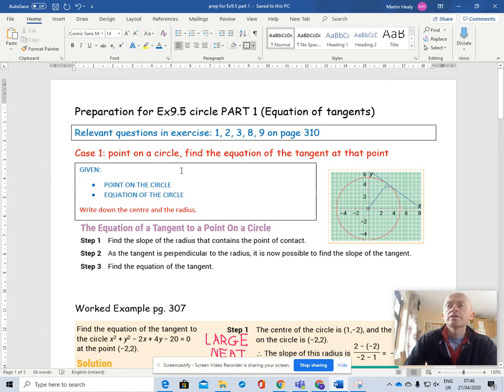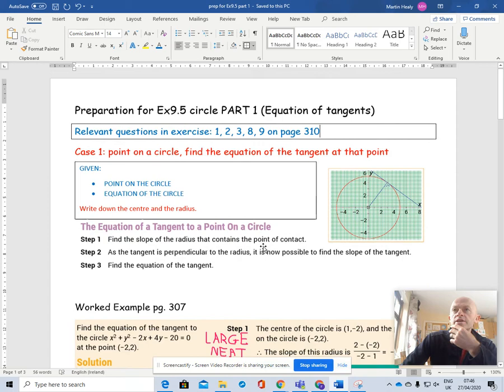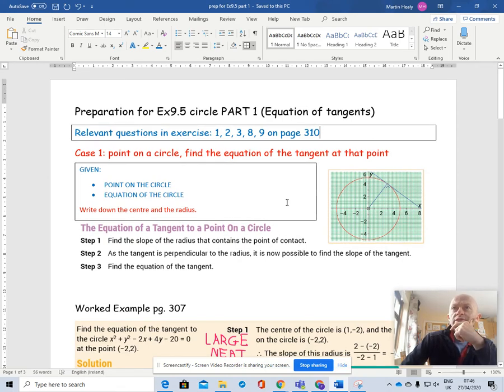Anyway, the first case. Throughout all this stuff, every time you're given the equation of a circle, anywhere, write down the point, write down the center and write down the radius. So in the first case here, and I've just taken examples from your textbooks, it just makes it easier for me to do it. So anyway, given a point on a circle, find the equation of the tangent at that point. Step one is draw a diagram as neatly as you can.